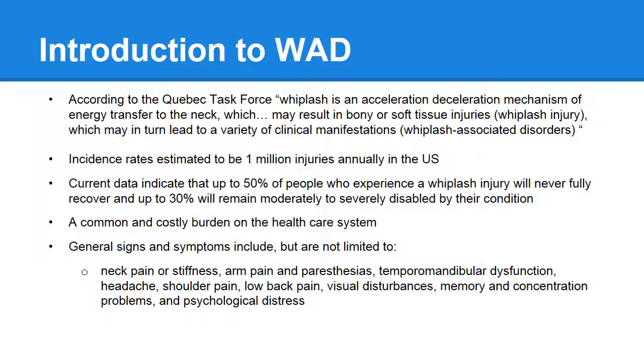According to the Quebec Task Force, whiplash is an acceleration-deceleration mechanism of energy transfer to the neck, which may result in bony or soft tissue injuries, whiplash, which may in turn lead to a variety of clinical manifestations, or whiplash-associated disorders. The incidence of whiplash-associated disorders is estimated to be 1 million injuries annually in the U.S. Current data indicate that up to 50% of people who experience a whiplash injury will never fully recover, and up to 30% will remain moderately to severely disabled by their condition. Whiplash-associated disorders are a common and costly burden on the healthcare system.